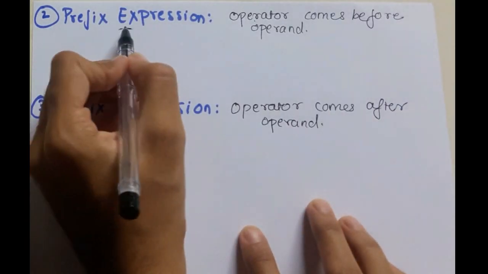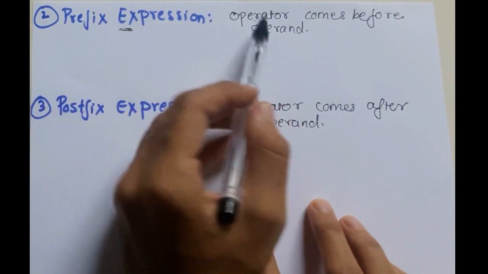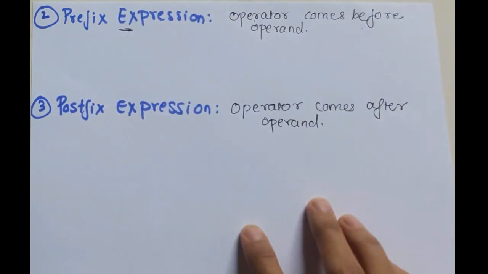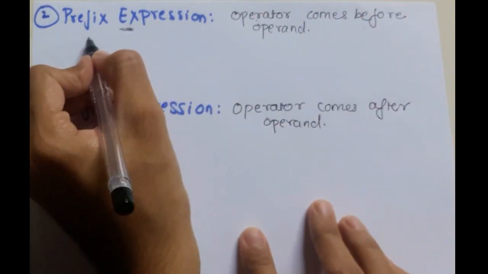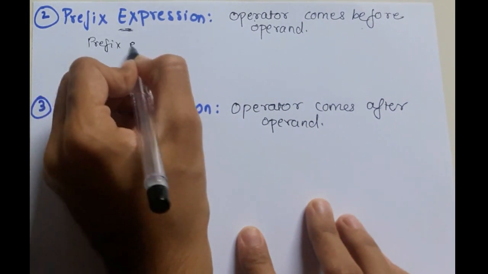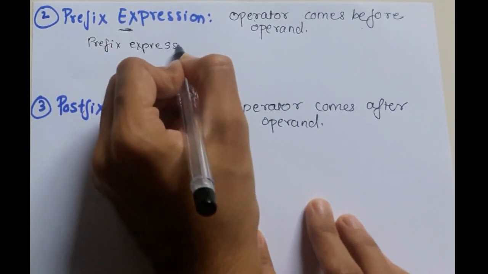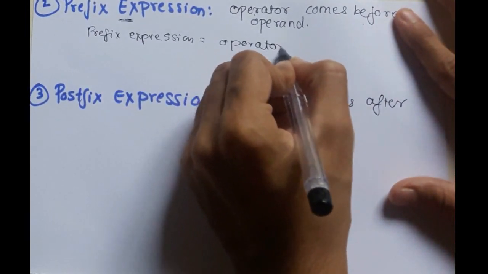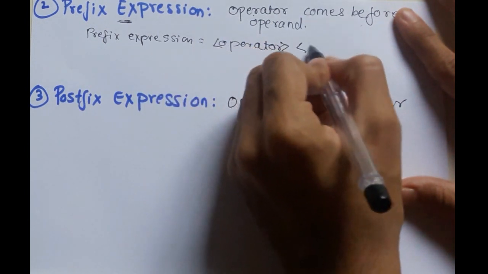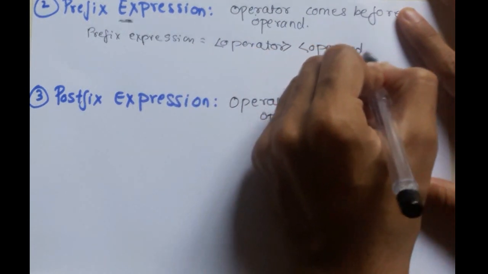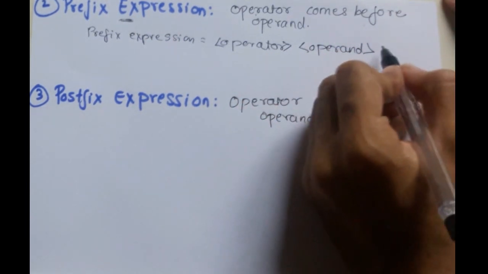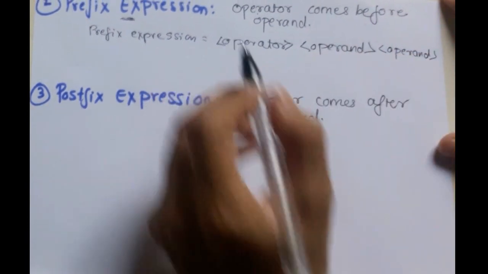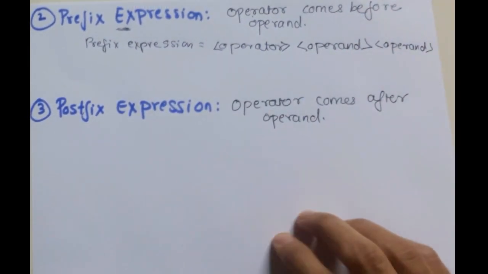So next is the prefix expression. In prefix expression, operator comes before operand. First there will be operator and then operands. Okay, so we can write here prefix expression equals to operator, then operand, and then again operand. So this is how a prefix expression is formed.